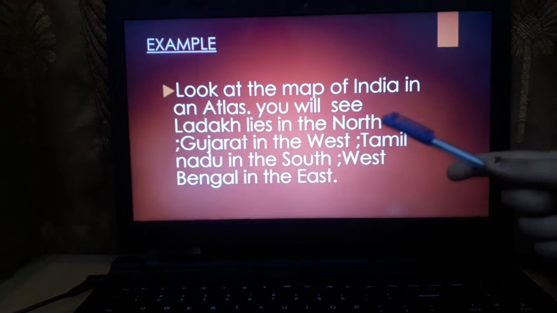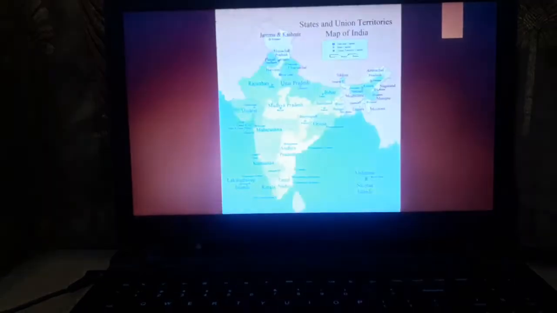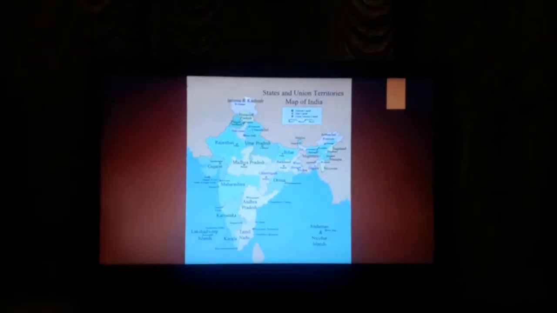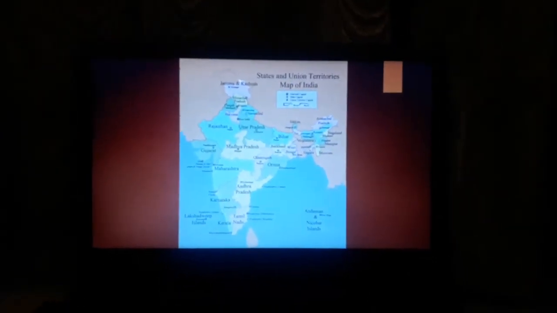Let us see. So Ladakh is in the north direction. Then they have given you Gujarat in the west. Gujarat, students, you can see is in the west. West Bengal is in the east and Tamil Nadu in the south. So these are basically some areas to have an understanding regarding the locations.